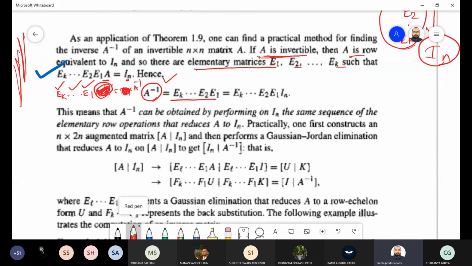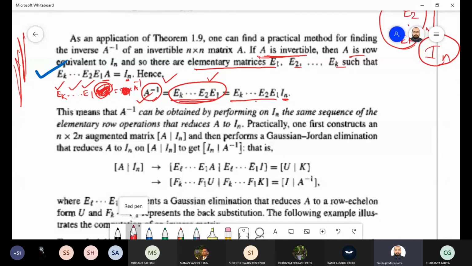Getting or not? Yes, sir. Understood or not? So what does it represent? It is saying that you can find A inverse, that means the inverse of the matrix A, by taking the product of those elementary matrices. And it is also showing one important thing, that these are nothing but the operations. There is no matrix. These are only the operations.